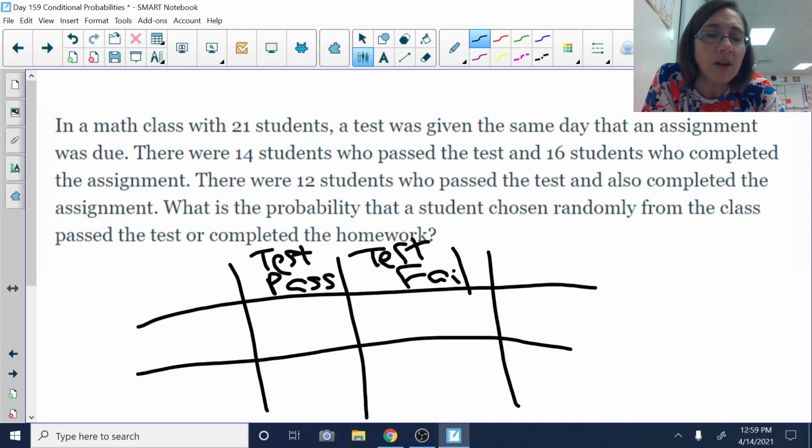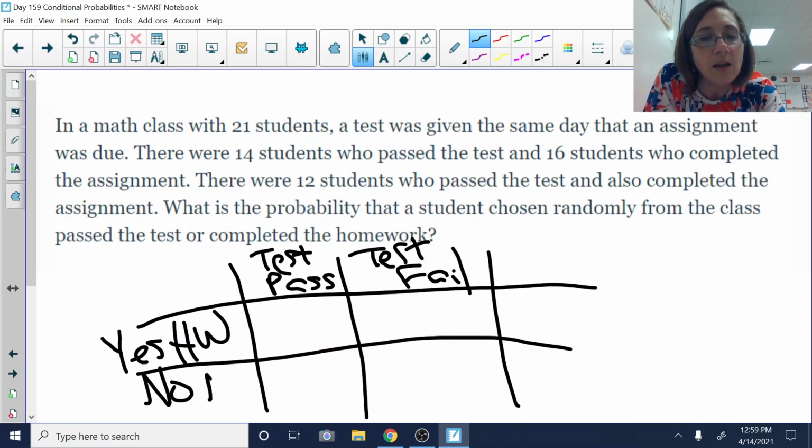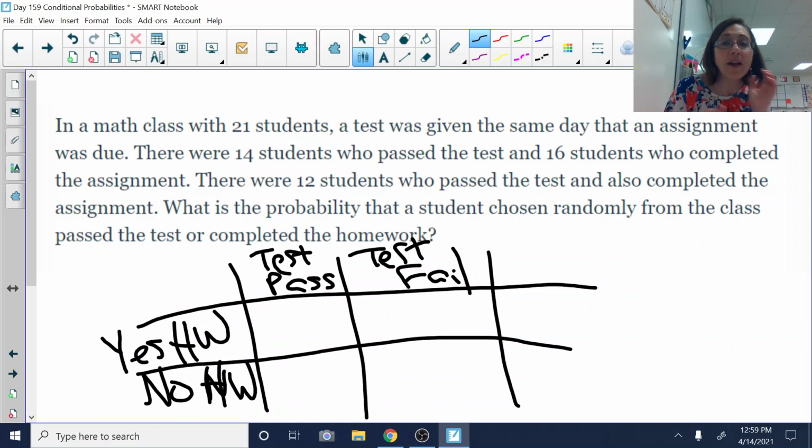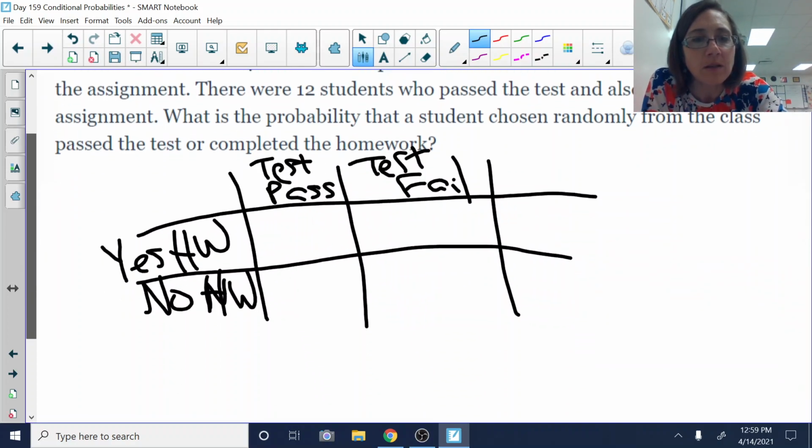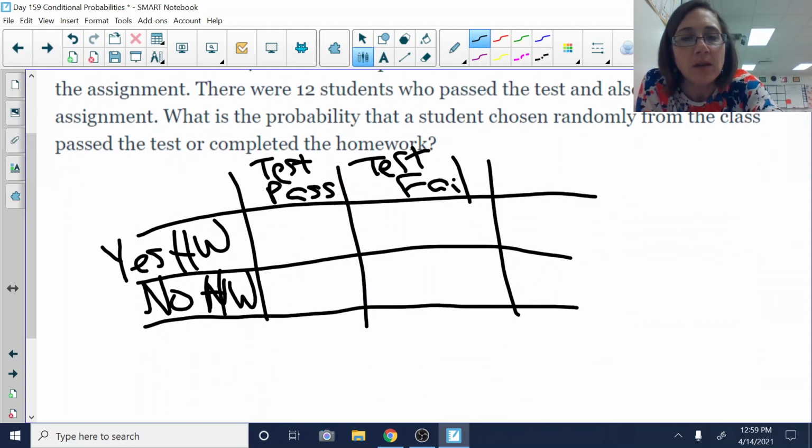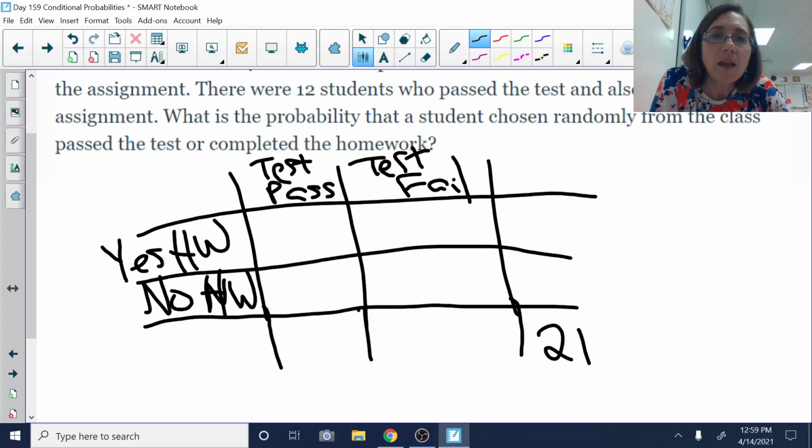And the assignment over here. So if they did the homework, yes, and no homework, they did not do the homework. So that's supposed to be an H. Homework, there we go. So we got 21 kids in the class. So let me extend my boxes a little bit here so I have room to put my totals. So total, I'm going to have 21 kids.